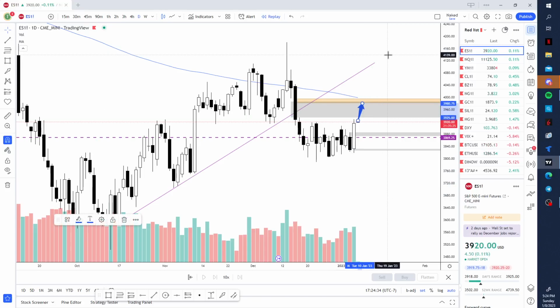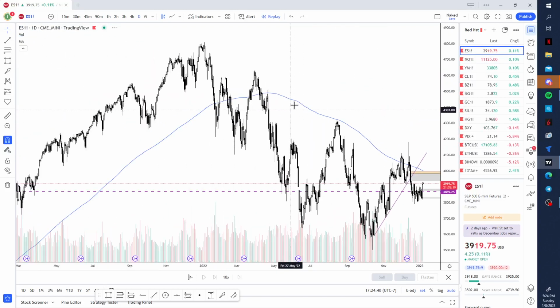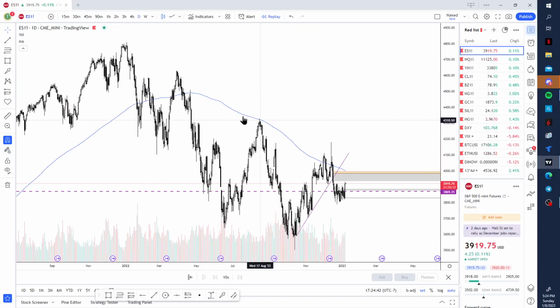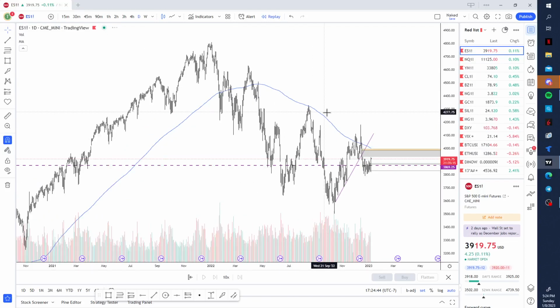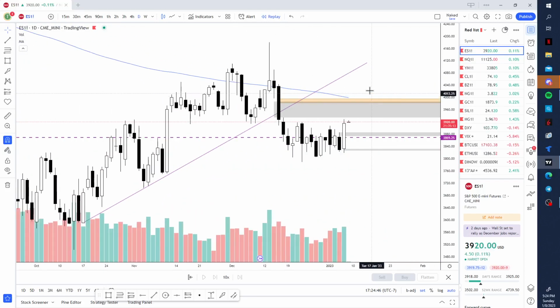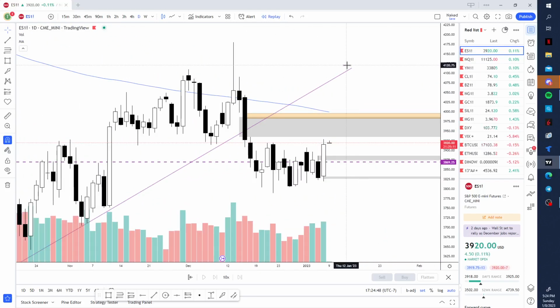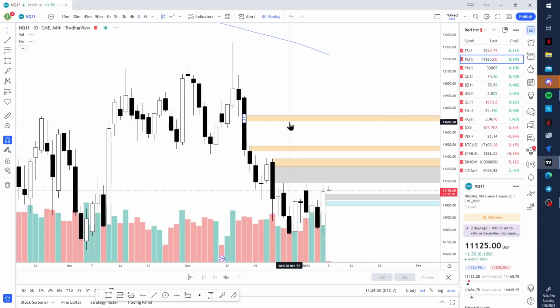But that's just me speculating. And I hear big institutions love using the 200, right? Oh yeah, it usually touches it all the time right here. So that's my thought. But does that make sense for the imbalances?